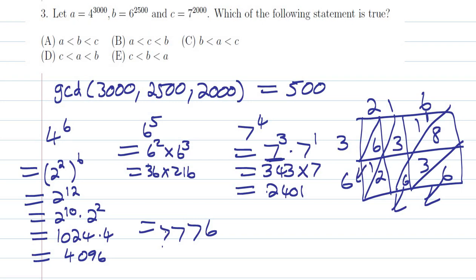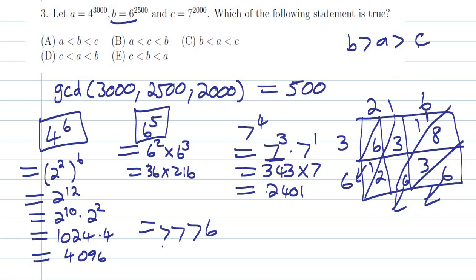Alright, so looking at this, this guy is the biggest, so therefore B is the biggest. And then the next smallest number is this guy, so A is the next number, and the smallest guy is C. So which option corresponds to this order? Who can tell me? Yep. Good stuff. So the answer to this problem is D. Are there any questions or comments?